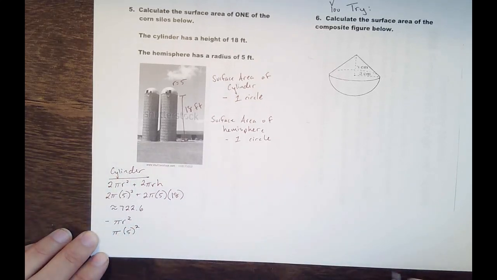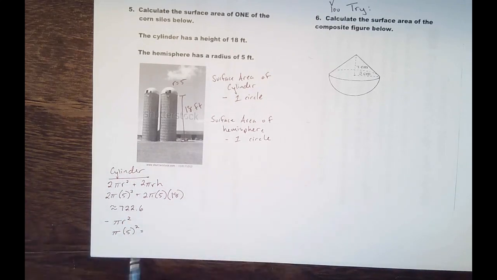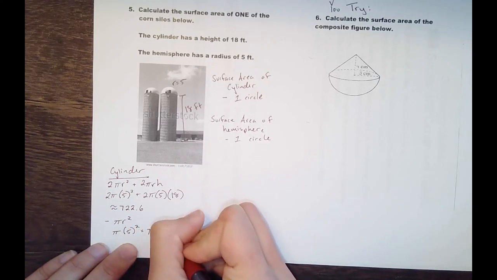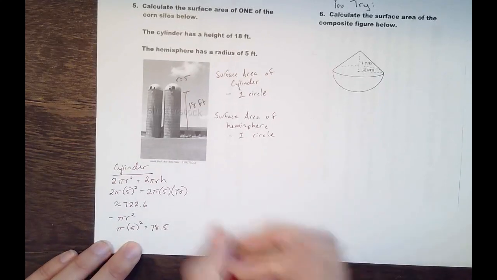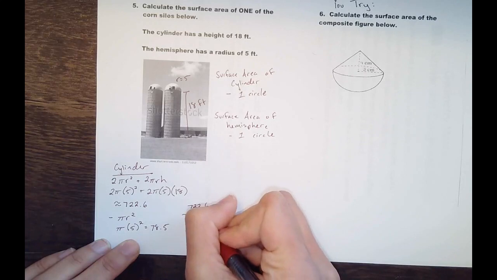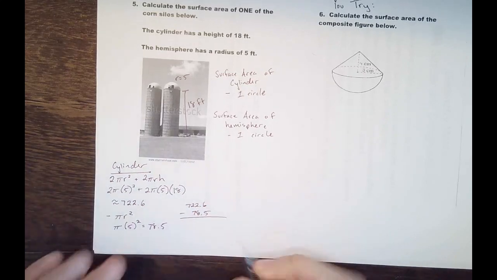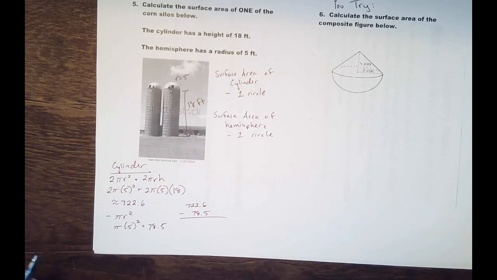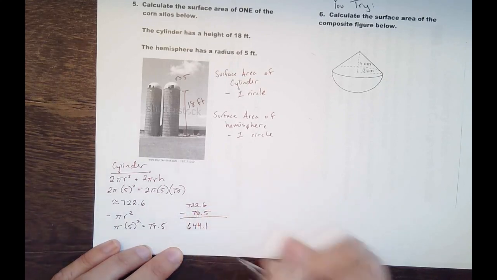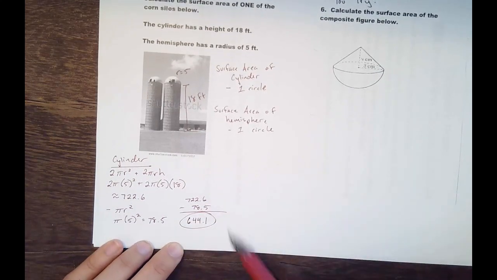So we have 722.6 minus 78.5. Which gives us 644.1. Right, so this is going to be the surface area of this cylinder, right? Because we have everything that's going around it. There's going to be a floor. Right, but we're not going to have anything on the top, which is why we took away this one circle.